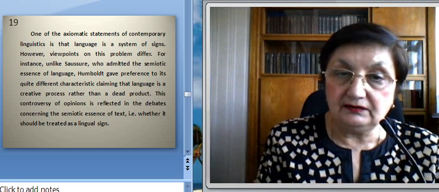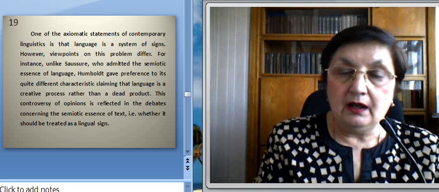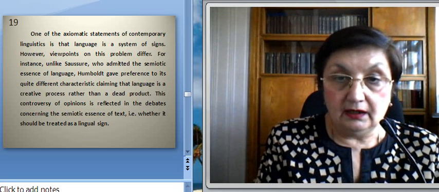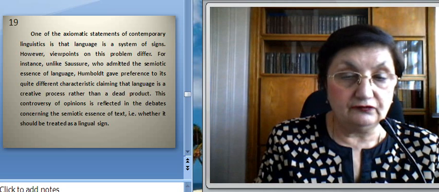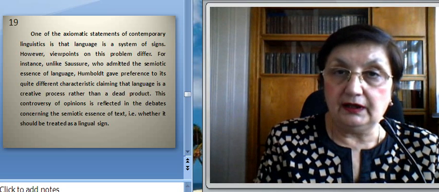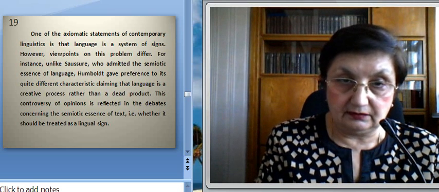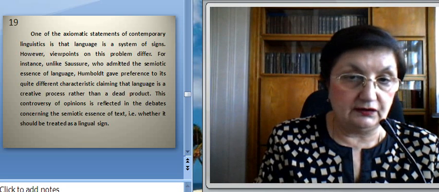This controversy of opinions is reflected in the debates concerning the semiotic essence of text, that is, whether it should be treated as a lingual sign or not.